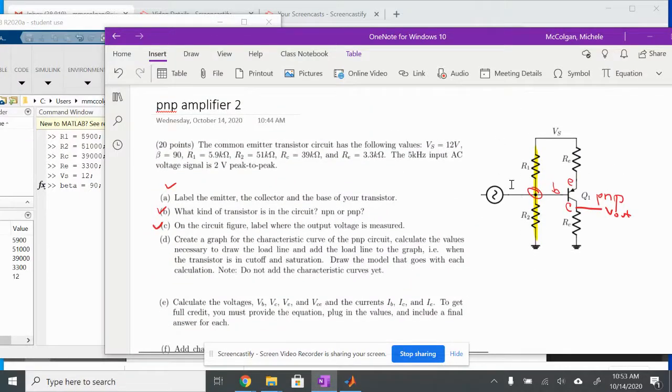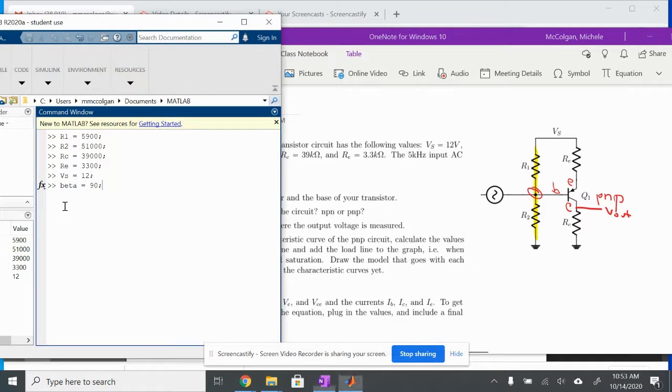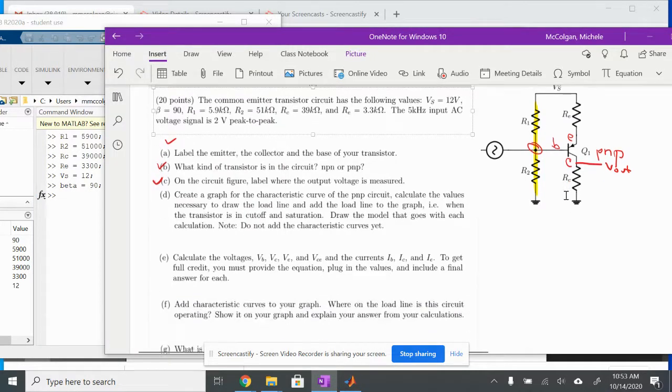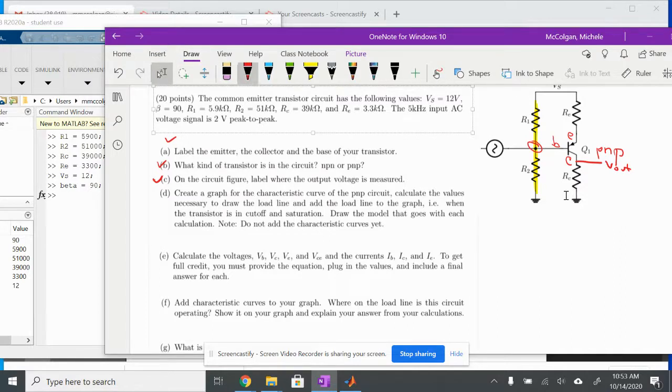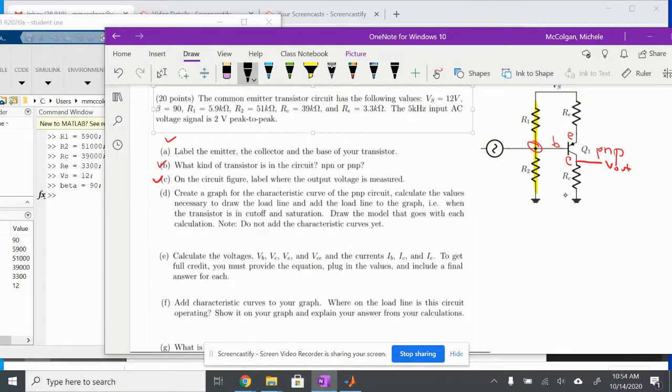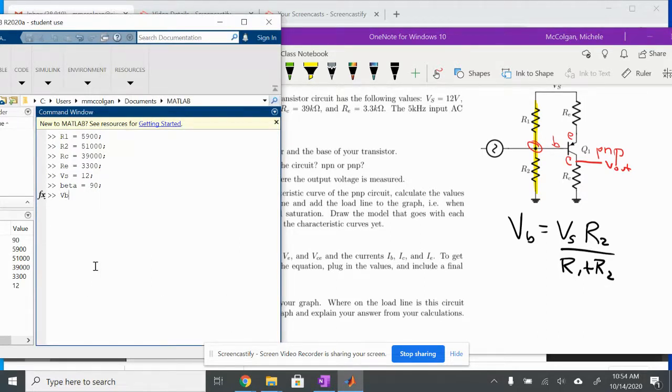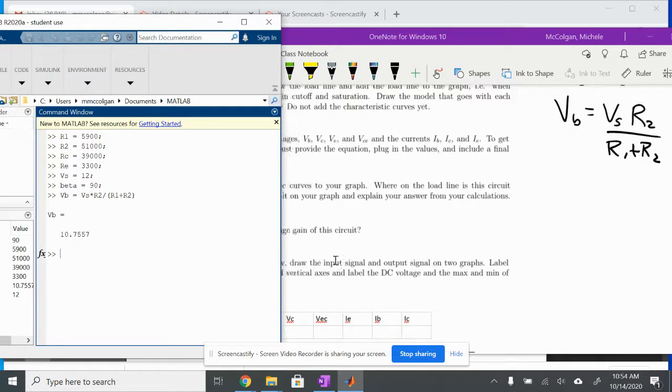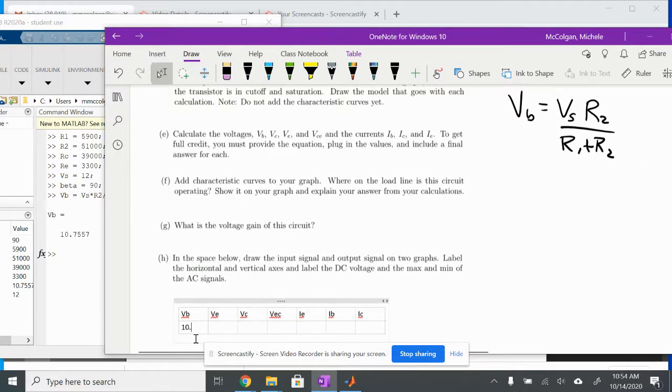So like I said, the first thing we're going to do is calculate the voltage at the base. I'm going to do that in Matlab. I know the equation is, let me write it down here: my VB is equal to VS times R2 over R1 plus R2. I'll go into Matlab and type that exact thing in. So VB equals VS times R2 divided by R1 plus R2, and I get 10.8. So I'm going to plug that into my table down here: 10.8 volts.